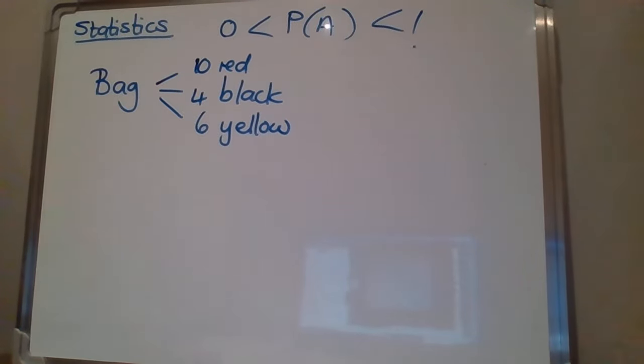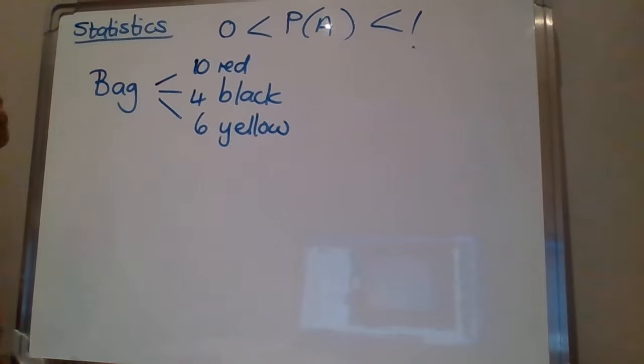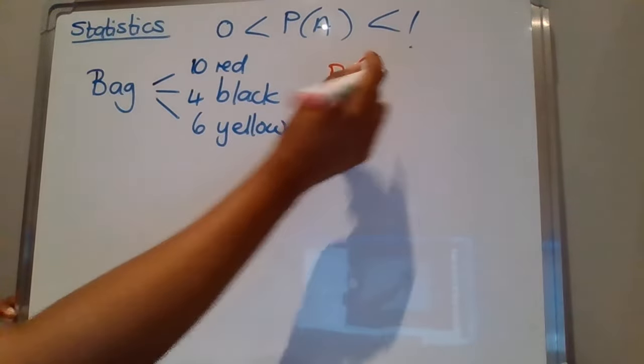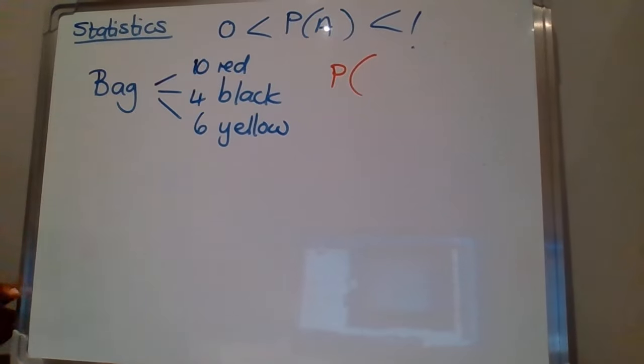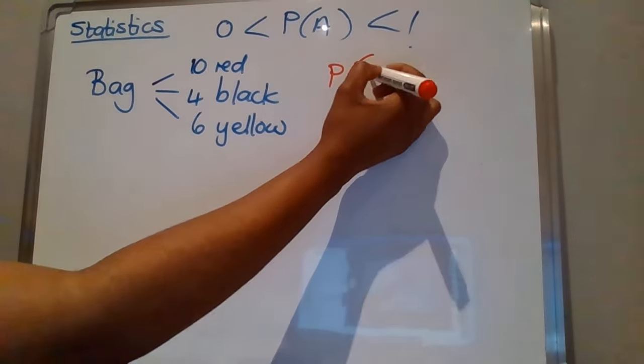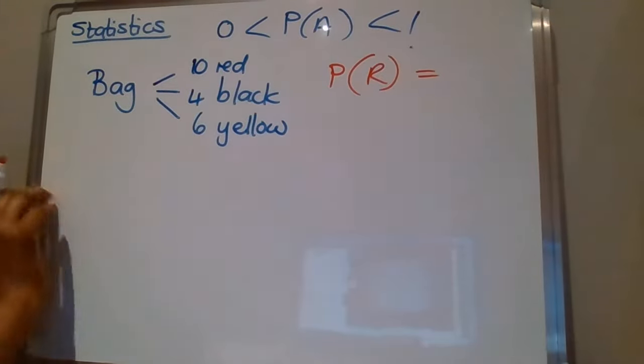Okay, so let's say I have a bag, and inside this bag, I have 10 red marbles, 4 black marbles, and 6 yellow marbles. All right, so therefore, the probability of me, if I was to pull out one marble without looking, so I just pick randomly.